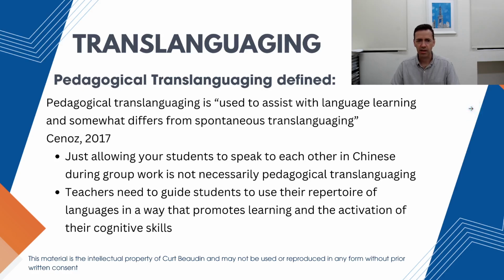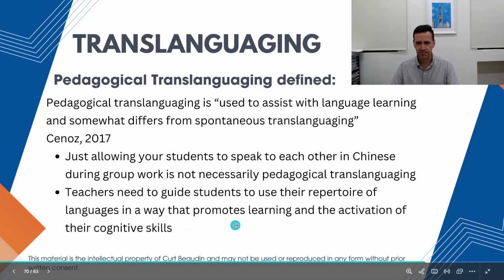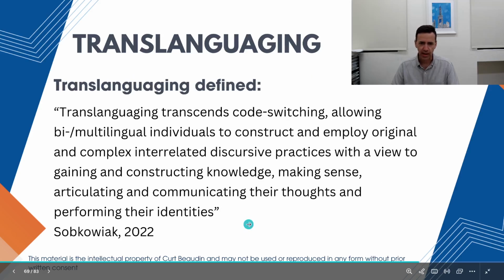The second one is pedagogical translanguaging. So it's used to assist with language learning and somewhat differs from spontaneous translanguaging. Just allowing your students to speak to each other in Chinese during group work is not pedagogical translanguaging. Teachers need to guide students to use their repertoire of languages in a way that promotes learning and the activation of their cognitive skills. Okay, so let me go back to this one.